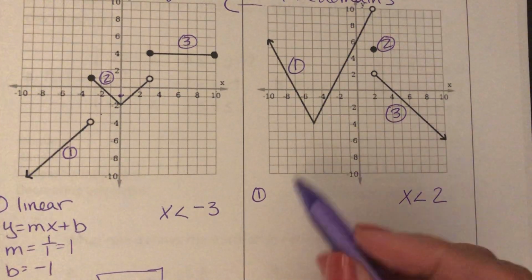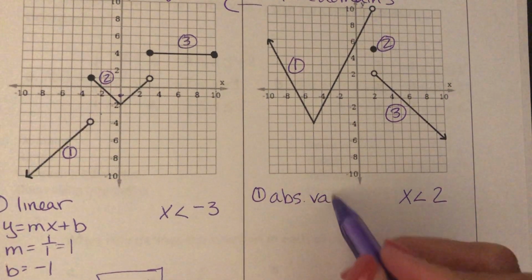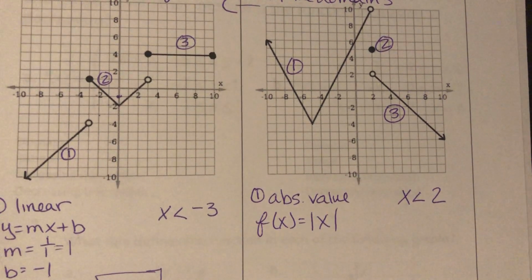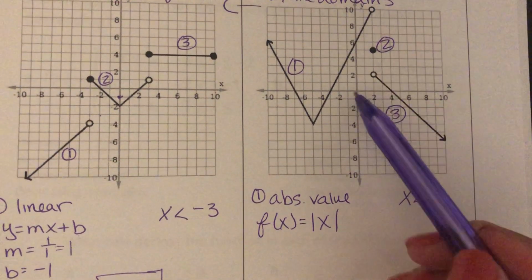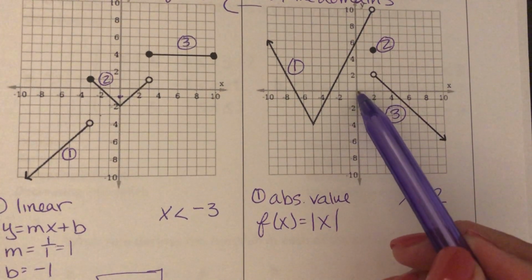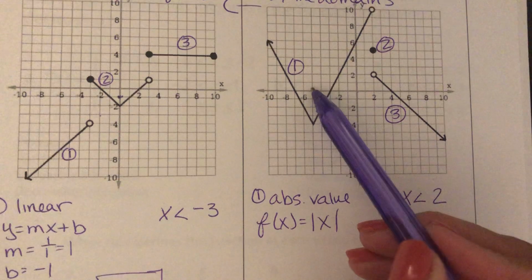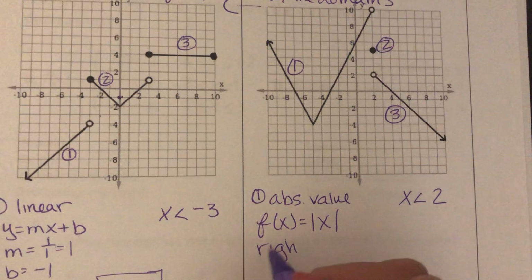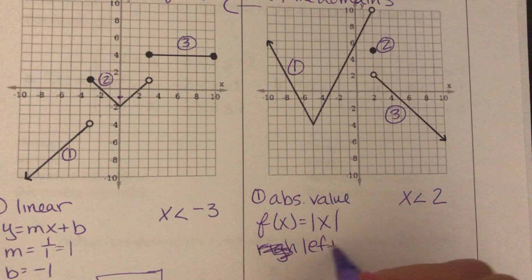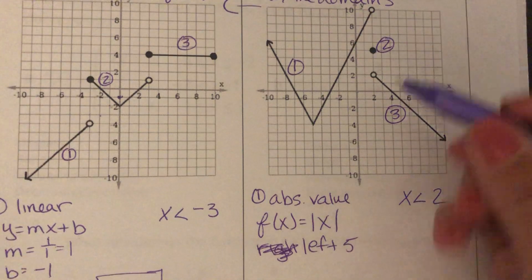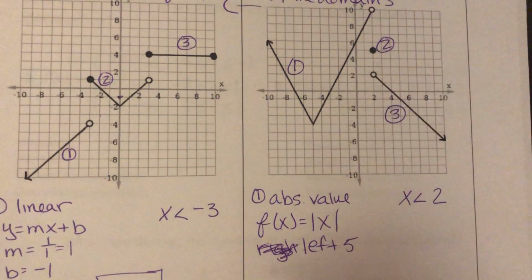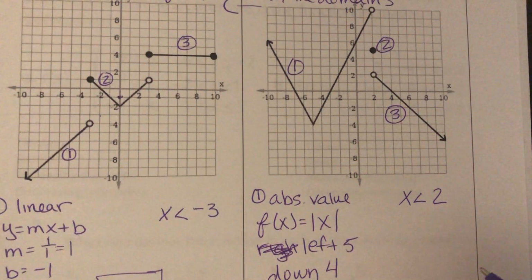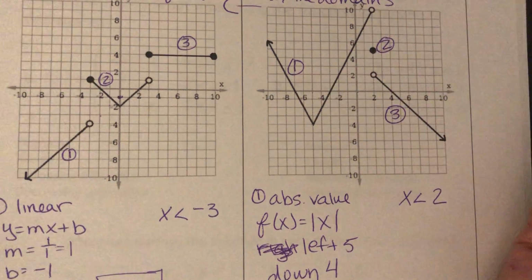And then I see this is an absolute value. So my parent function is absolute value of x. And then I'm going to check for my transformation. So I'm going to start at the origin, and I see that it moves 1, 2, 3, 4, 5 to the right. Oh, left. 5. And then it moved down 1, 2, 3, 4. It's opening upwards, so there's no reflection.